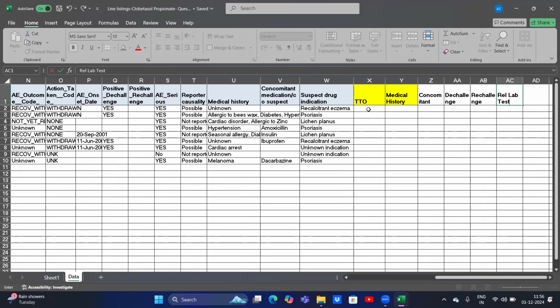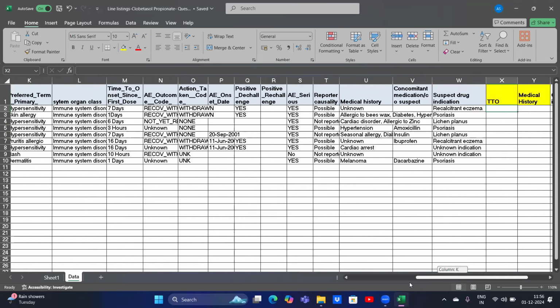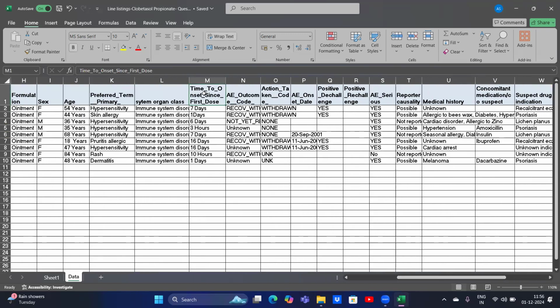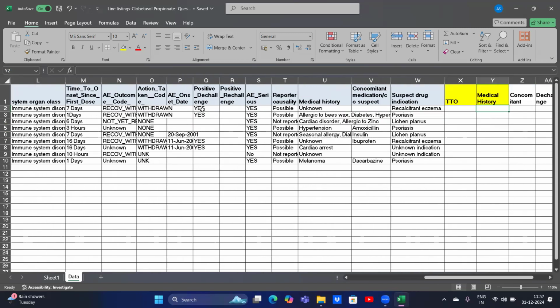So now what will happen? Suppose you have these things in place. So TTO, you can write it here also, or you can take from here because they have provided it in this listing, but in some listings it is not provided as a different column. It is in the narrative that you have to search. So from the narrative, you will have to read and point out what the TTO was for that reaction. So you will put it here, 7 days.